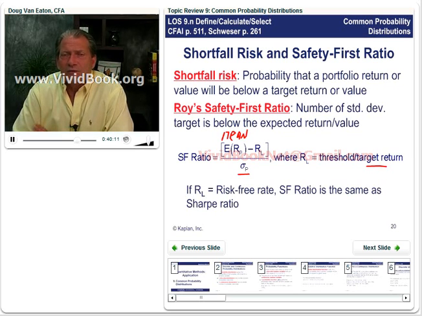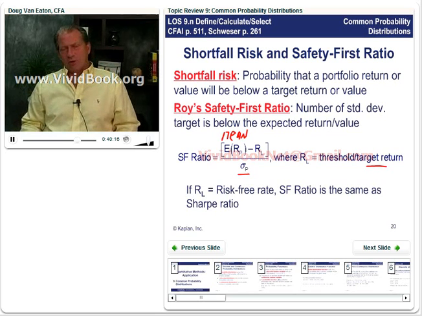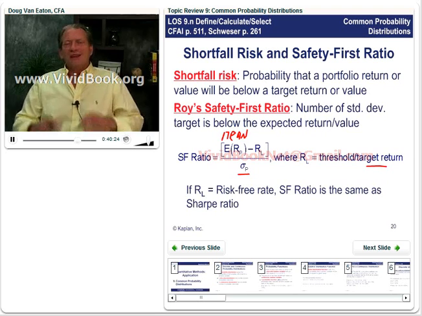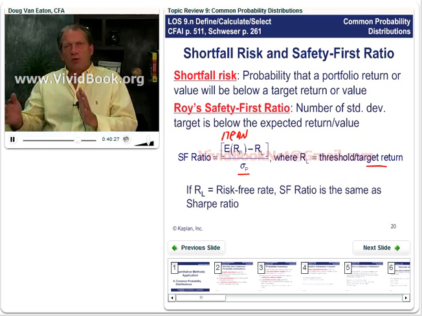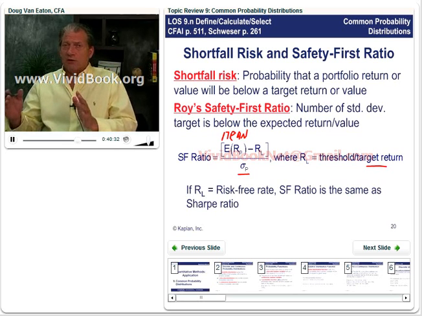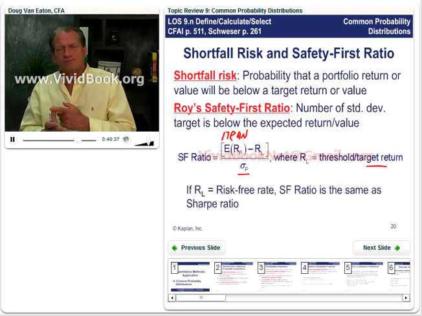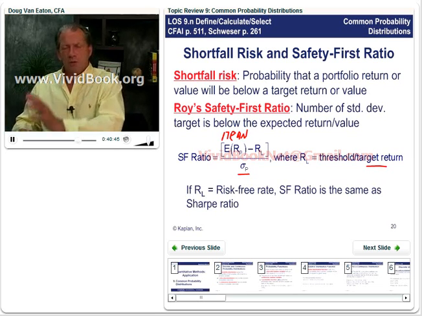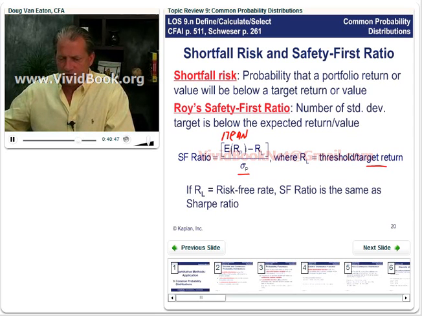And again, remember, we like a low shortfall risk, but we like high Sharpe ratios, and we like high safety first ratios because that safety first ratio is expressed as a positive number. It's the number of standard deviations below the mean this benchmark or threshold or target return is, expressed as a positive number. So we like a high safety first ratio, we like a high Sharpe ratio, but we like low shortfall risk because that's the probability of returns below a particular value.